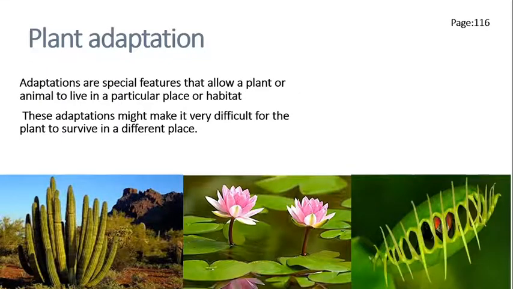Hello dear students. In this lesson we talk about some features and some objects about plants. For example, plant adaptations, the natural selection and life cycle variations, and the physical characteristics of the plants. The plant adaptations in your book is page 116. Let us take a start.